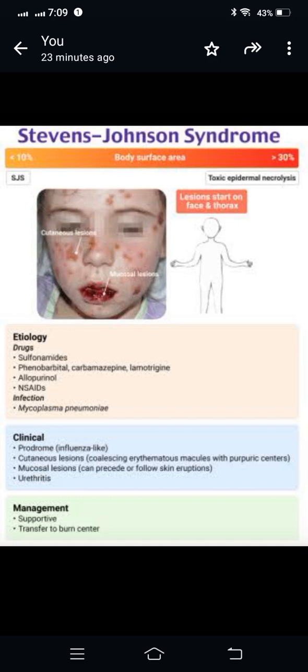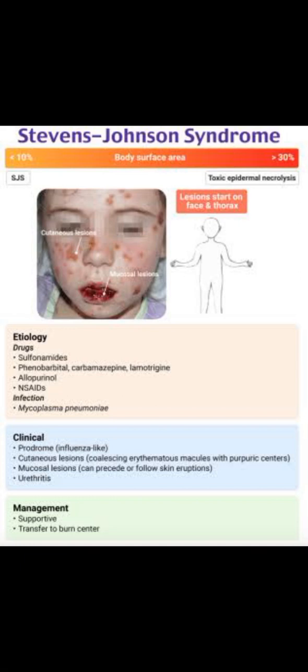Clinically, as we discussed in the previous slide, there are influenza-like symptoms, fever, cough, rhinitis, cutaneous lesions, cheilitis, erythematous macules with purpuric centers, mucosal lesions, and urethritis. Management is supportive, with transfer to the burn center as the skin epidermis gets peeled off. Lesions start on the face and the thorax.